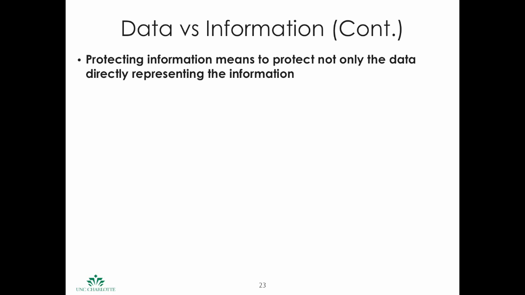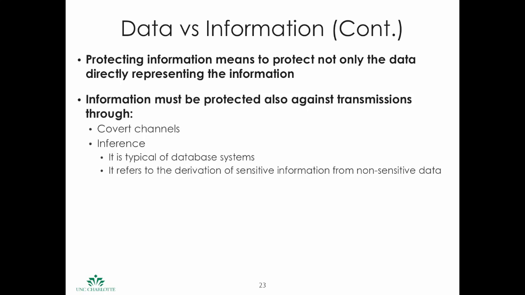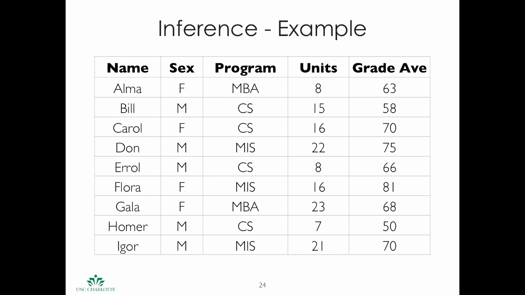So protecting information means to protect not only the data that directly represents the information, but the information must also be protected against its transmission through covert channels, which transfer information between processes that are not supposed to be allowed to communicate by the computer security policy. Similarly, information must be protected against transmission through inference, which is typical of database systems, and it refers to the derivation of sensitive information from non-sensitive data.